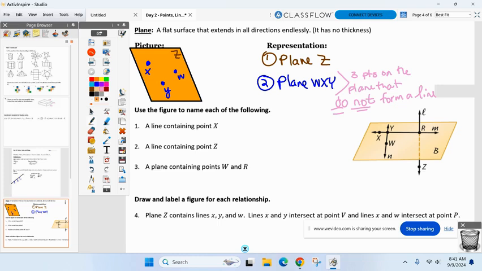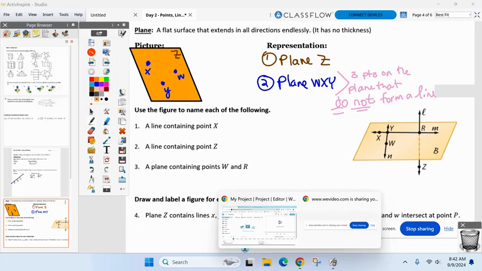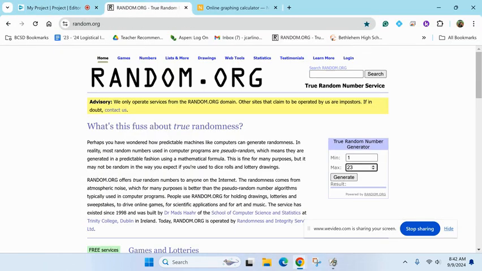I think one through three. Yep, that's it. Yep, numbers one through three, and then we're going to do four together. We're ready to roll? See how we do here? Okay, give me a line that contains point X. Name it correctly, right? I know there's multiple answers up here too. I'm just going to get one way though. Give me a line that contains point X.